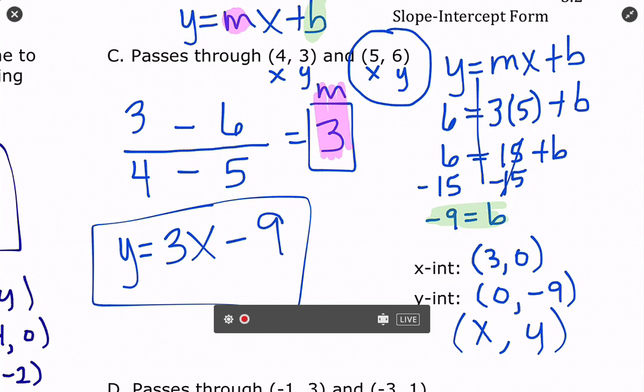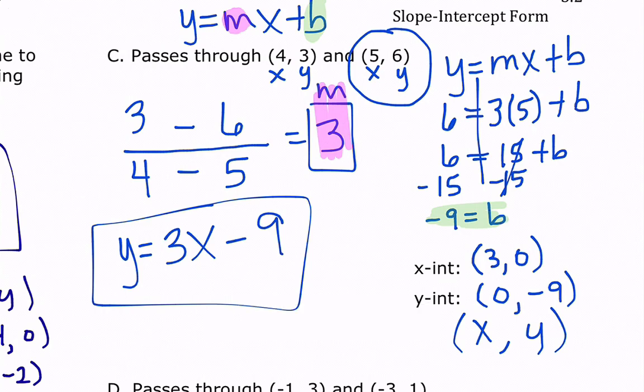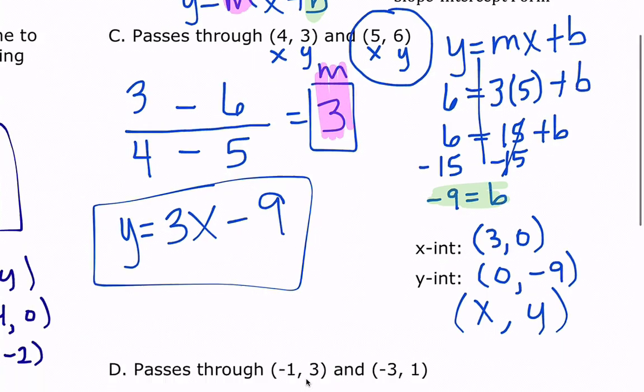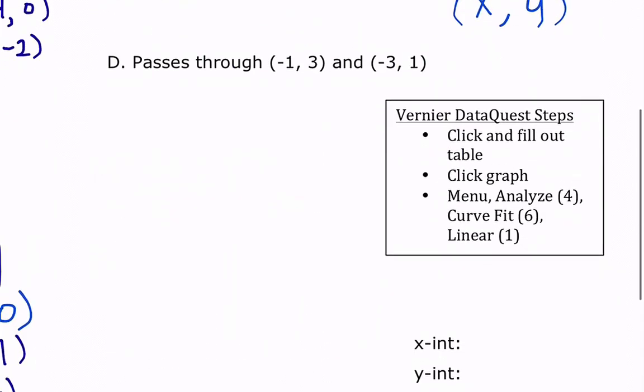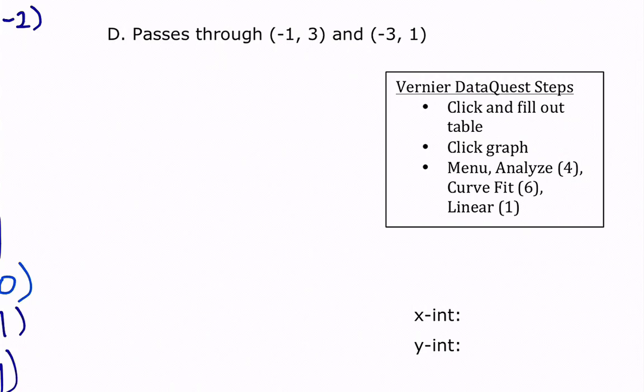All right. So we just did a lot of work here. It gave us 2 points. We calculated slope. Then we had to calculate the y-intercept. So I'm going to show you all a shortcut now. Teach you how to use the calculator as a tool to do it for you. So when you're given 2 points and you want to write the equation and you want it to be done for you, you can use this thing called Linear Data Quest, and here are the steps that we're going to follow.